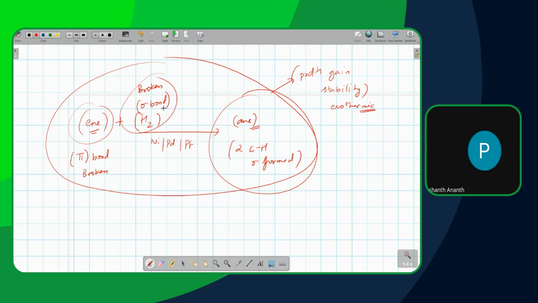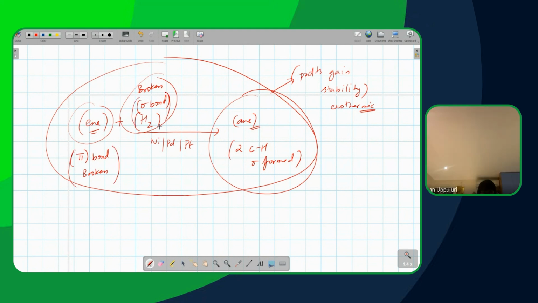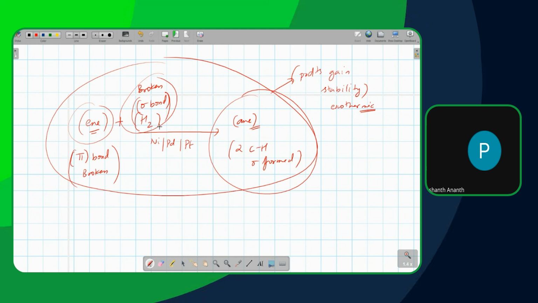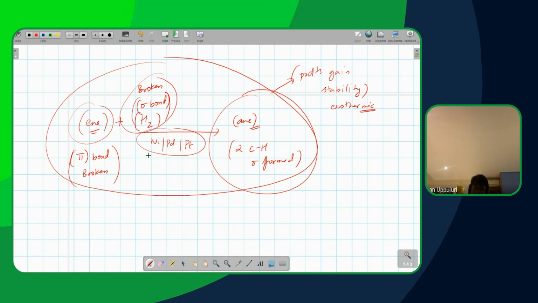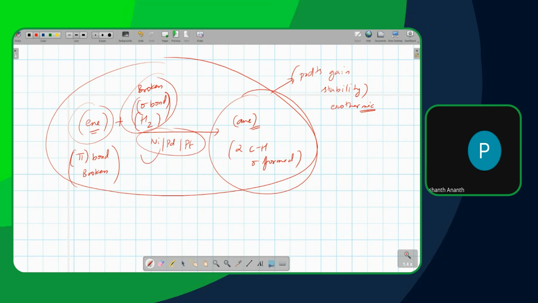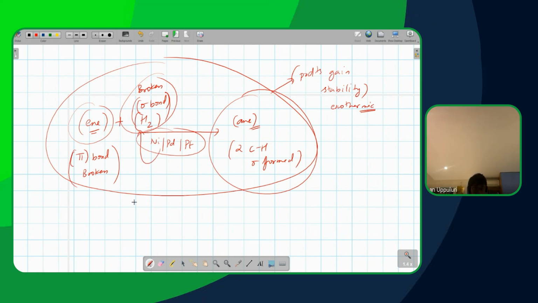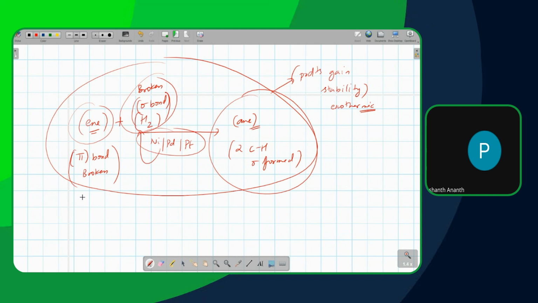Let's come back to the other things you can understand here. In this case, you're going to have a pi bond being broken and a sigma bond being broken. Which bond is tougher to break? Sigma bond. That means the catalyst is helping which bond break here? H2. So the catalyst is acting on the H2.